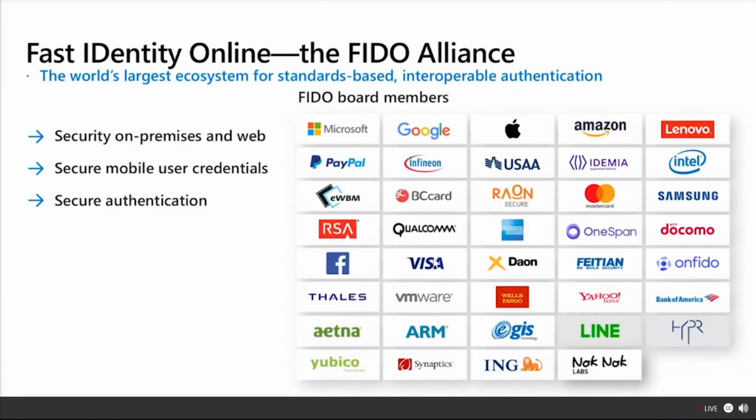The FIDO Alliance, or Fast Identity Online, is one of our most important partnerships today. The organizations that you see here are the FIDO board members, but more than 250 organizations are members of the Alliance. The members work together to improve authentication standards and help reduce the world's over-reliance on passwords. Our goal is to make sure that everybody who uses services on the web or on premises has a secure and convenient sign-in experience with credentials that eliminate phishing.